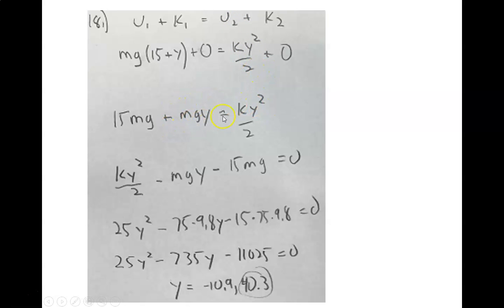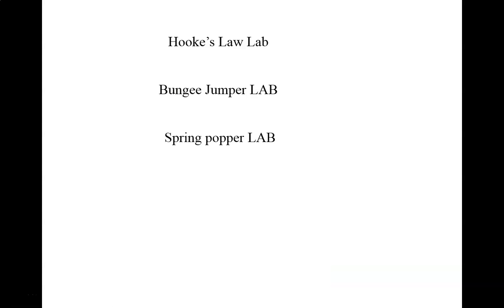So distributing the mg and then putting it into y squared, y, and constant form, which should look a little bit familiar as the quadratic form. We can plug this into our quadratic solver, and we're going to get that y is either equal to minus 10.9, or 40.3. So the minus 10.9 number we're going to ignore because it's negative. The 40.3 number is the one that we want. That's going to be our answer.